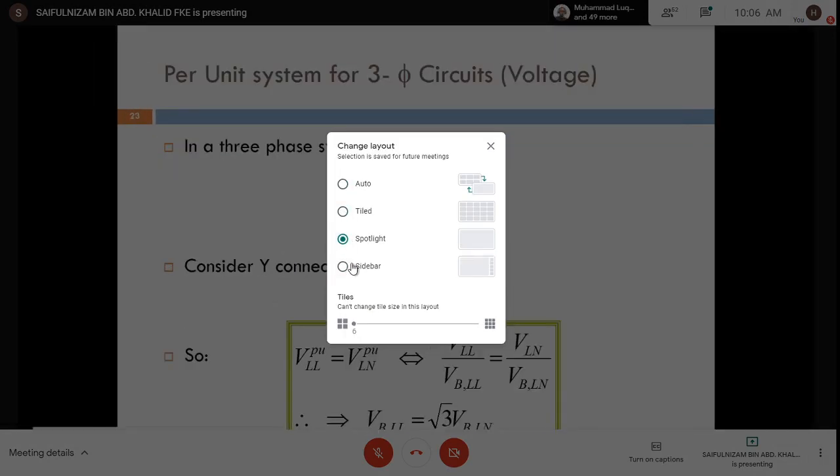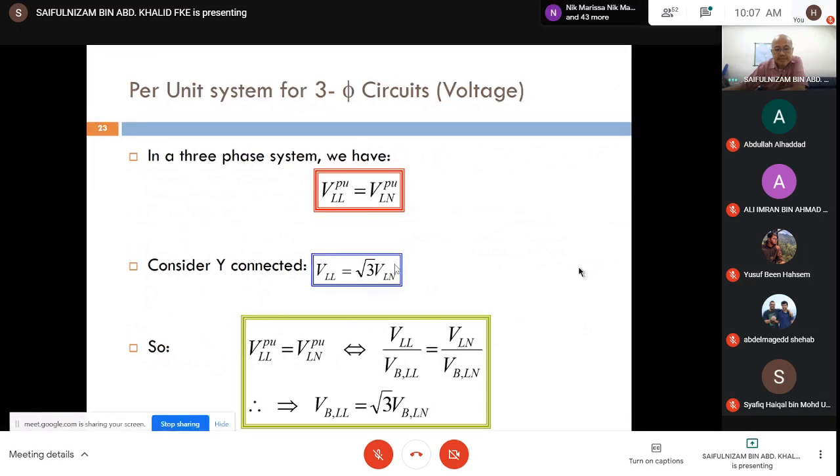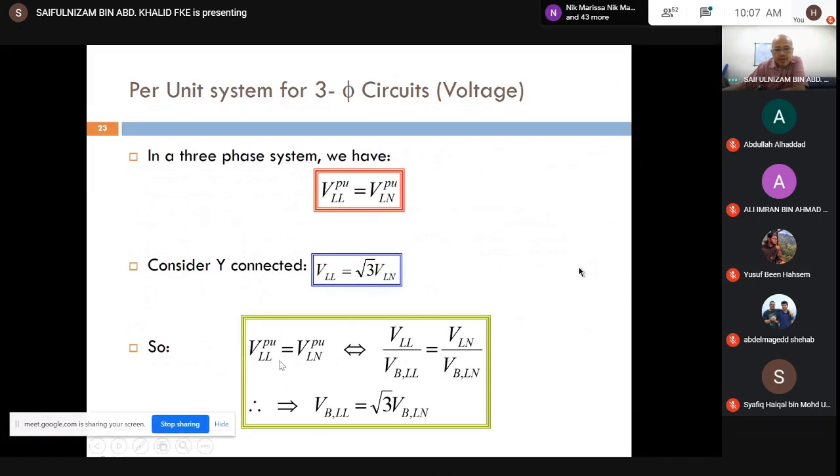This is the magnitude of the line voltage, root 3 times the magnitude of the phase voltage. So by rearranging this, we get V line to line PU equals V line to neutral PU. The per unit value is the actual divided by the base value. So we end up with V base line to line corresponding to root 3 times V base line to neutral.